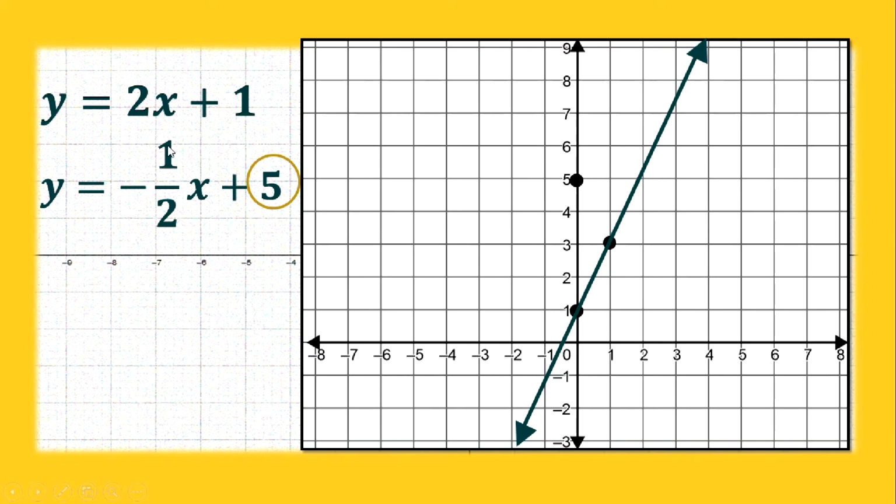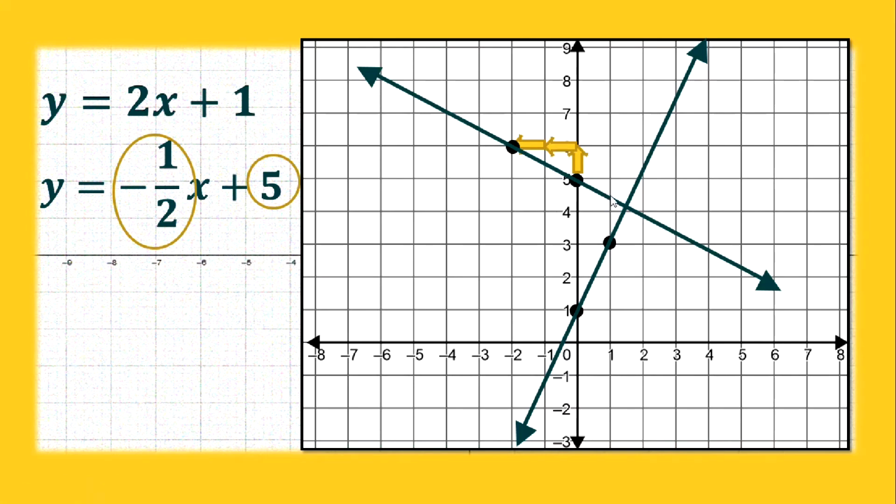So, rise natin is 1. So, akyat tayo ng isa. Then, our run is 2. And since negative yung slope, left tayo. Andito yung ating point. So, connect lang natin yung 2 points na yon. And these are the lines of the given equation. So, kung mapapansin natin, perpendicular yung lines na nabuo.